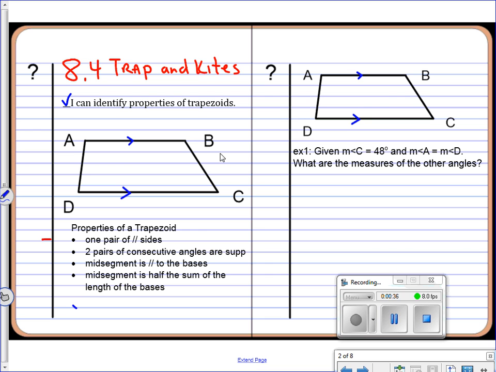First of all, in a trapezoid, we have two sides that are parallel, the other sides are not. So we only have one pair of parallel sides. That's what makes it a trapezoid, by definition, the very first one: one pair of parallel sides. If it had two pairs, then of course it would be a parallelogram.